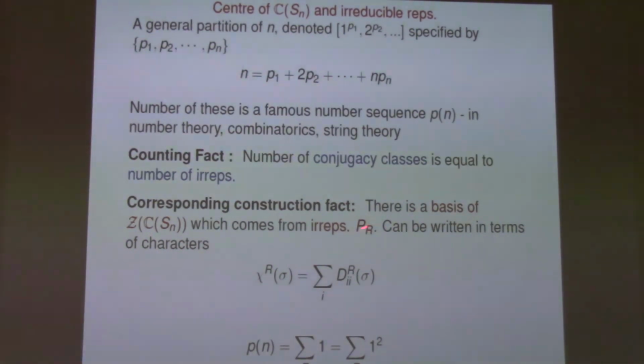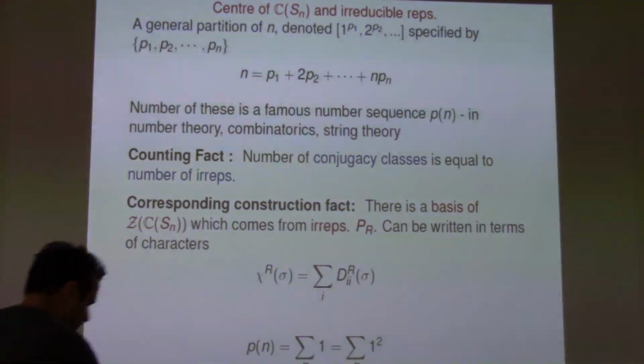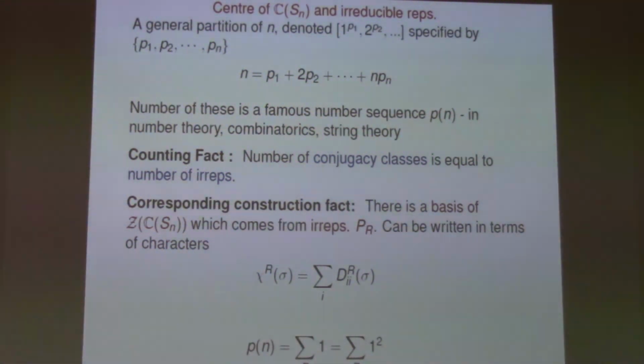So there are nice projectors which are central elements. They commute with everything, and they have a very nice orthogonal multiplication. So you have P_R P_S is delta_RS P_R. So something in the center looks like a linear combination, sum over R of A_R P_R.